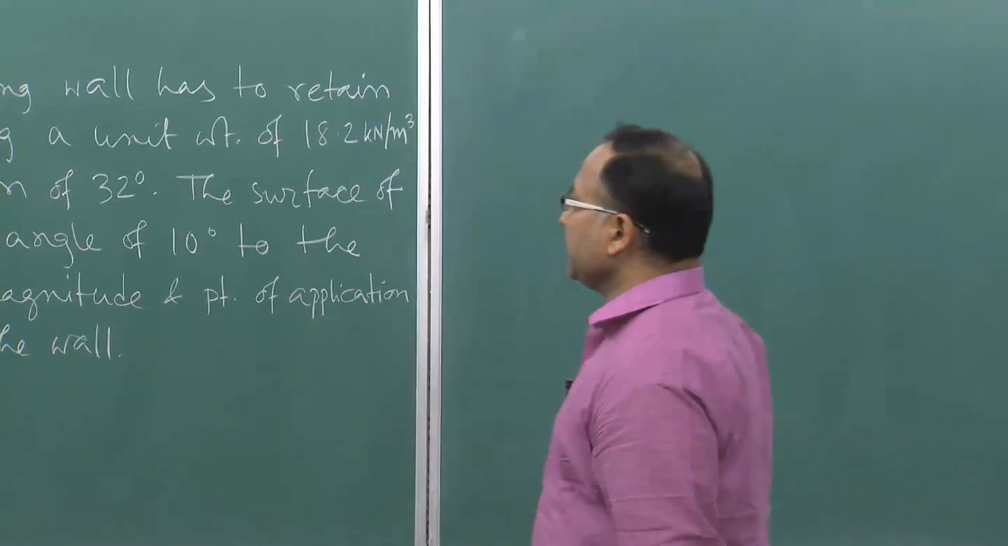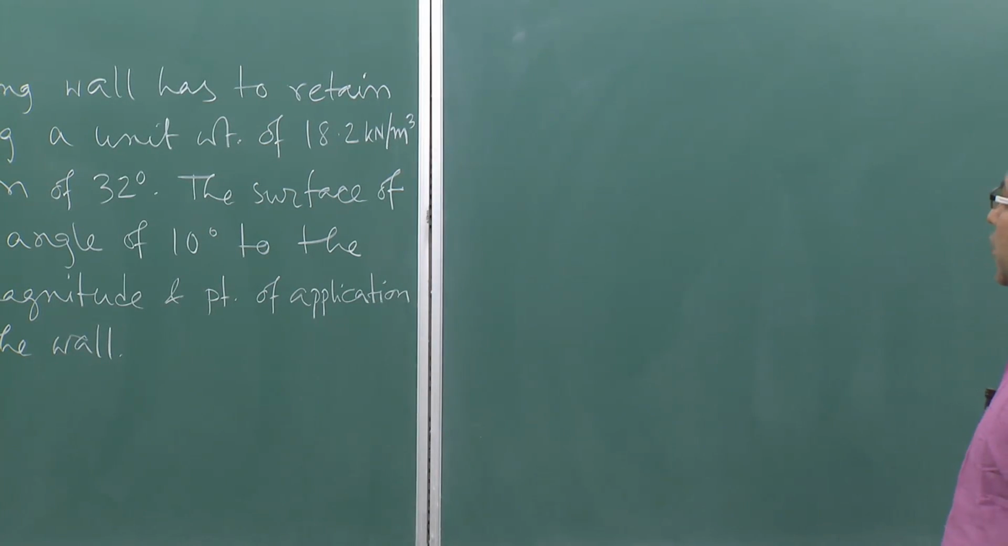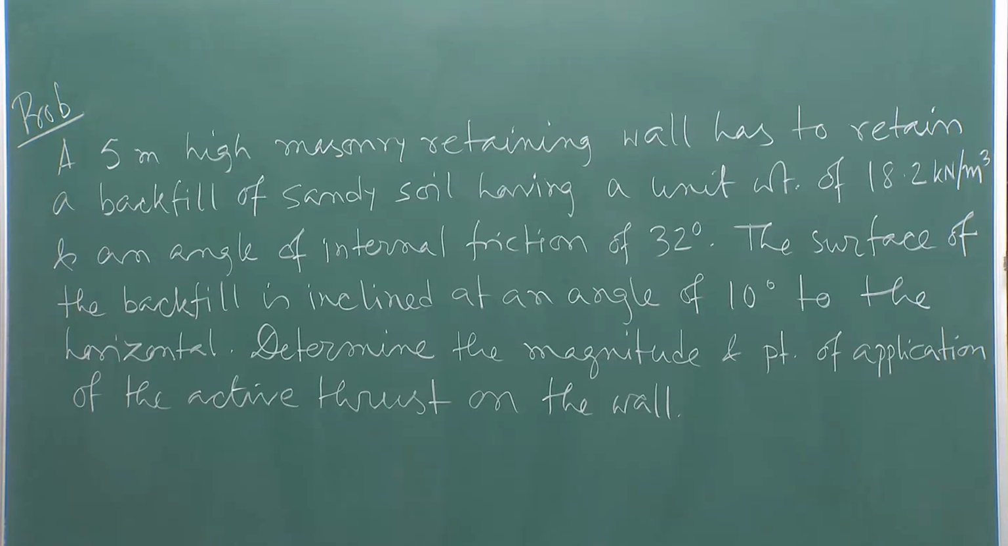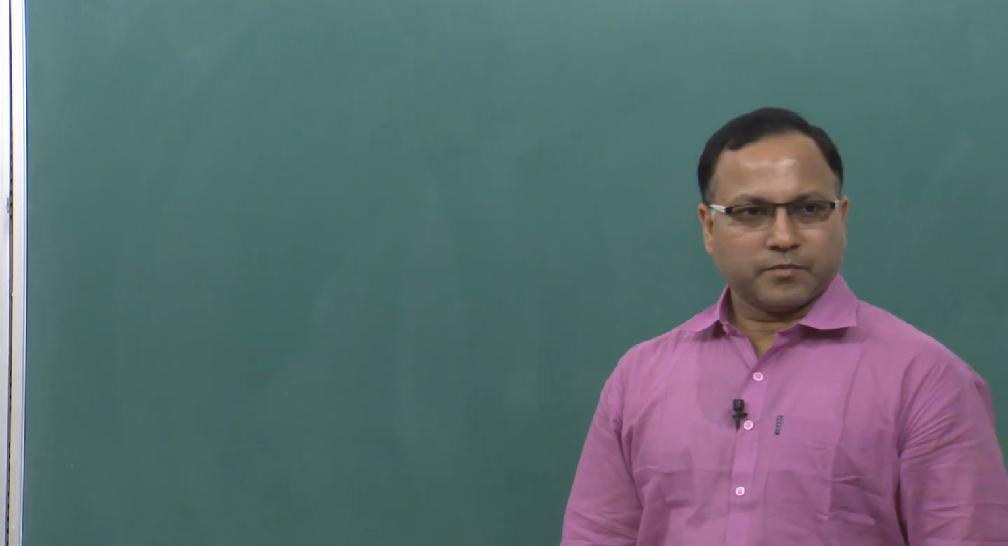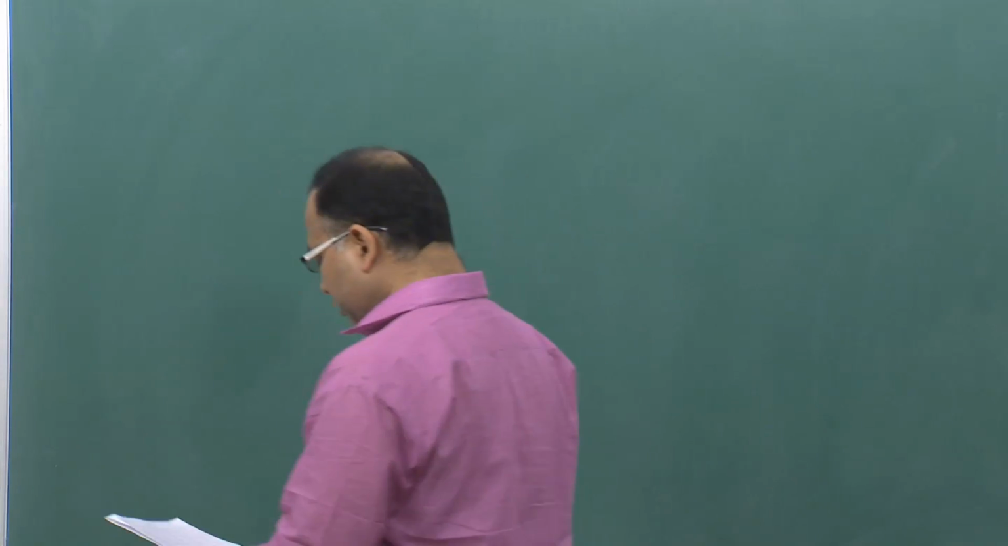So, this is the problem. A 5-meter high masonry retaining wall has to retain a backfill of sandy soil having a unit weight of 18.2 kilonewton per meter cube and an angle of internal friction of 32 degree. The surface of the backfill, that is the top surface, is inclined at an angle of 10 degree to the horizontal. Determine the magnitude and point of application of the active thrust on the wall. So, this is a kind of inclined backfill problem. So, the solution.